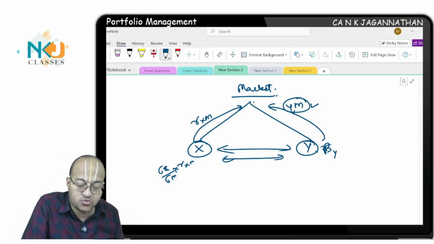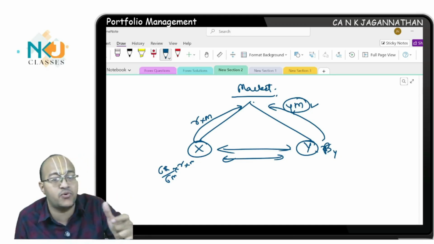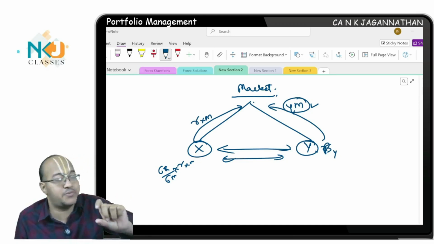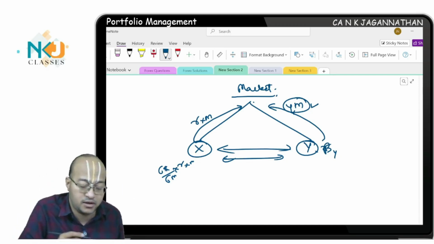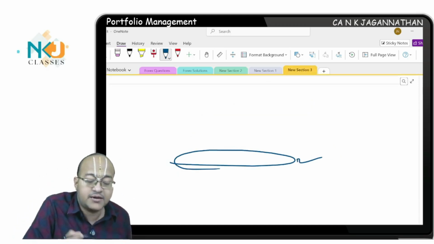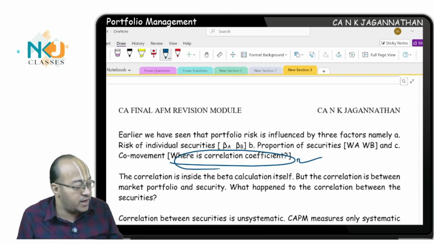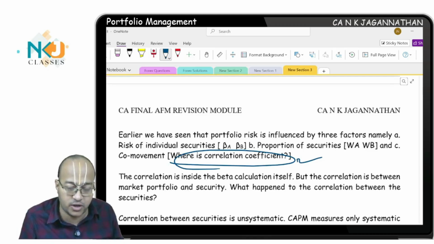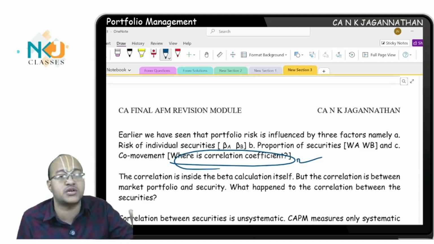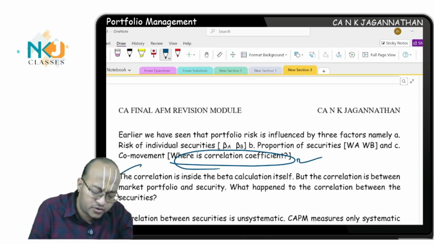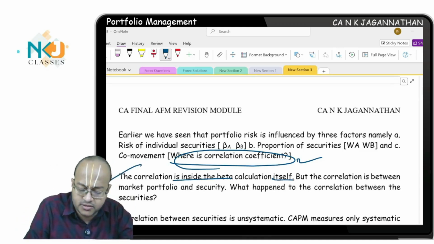The correlation between these two securities inside the portfolio is a representation of unsystematic risk. It's unsystematic risk and we will not consider it. Are you understanding what I am trying to say? It is totally irrelevant for us, because while computing CAPM, we only consider the correlation between the securities and the market as per the CAPM, and the correlation between these two securities is irrelevant. Are you listening? The correlation is inside the beta calculation itself.